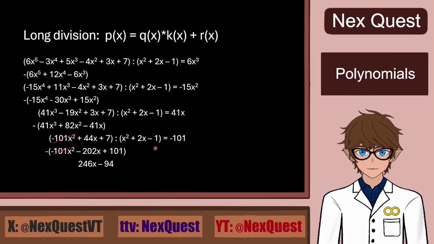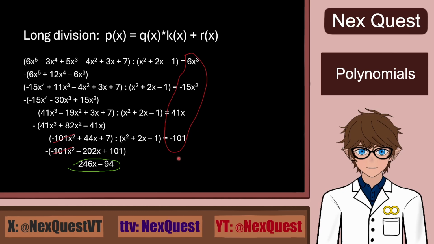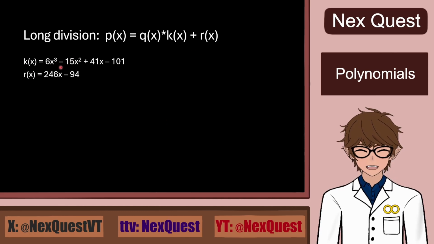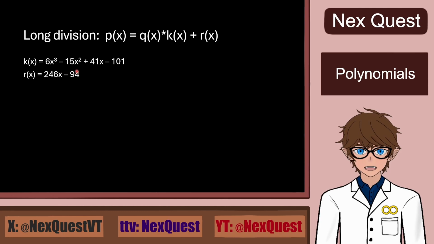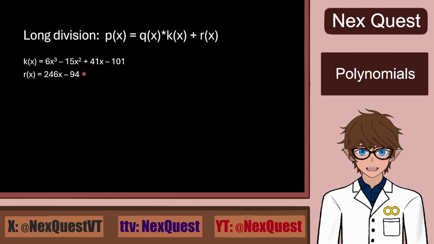So we're done. Let's circle out the solution. This is our k of x and this is our r of x. So this is the solution. We see that this works even for bigger and more complex examples.